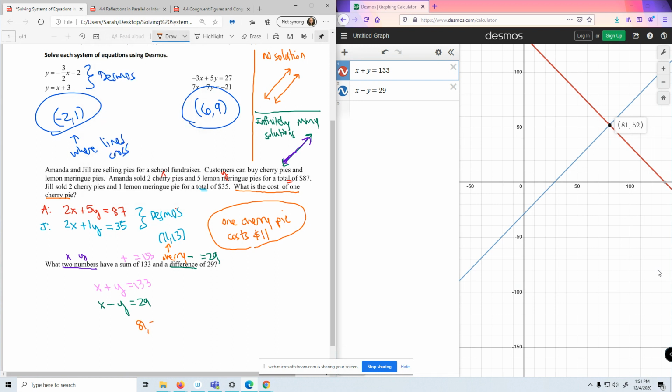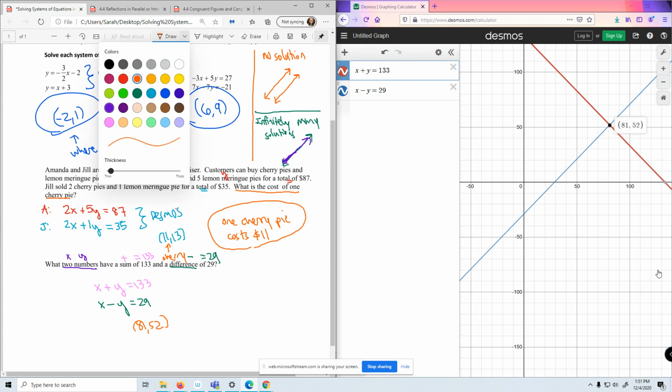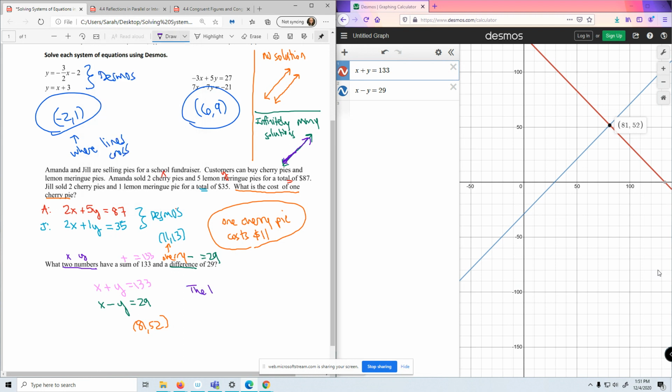So we get the ordered pair 81, 52, but since it's a word problem, I don't want you to write the ordered pair. I want you to write what the ordered pair means. What we are trying to find is the two numbers. So you can just say the two numbers are, what are they? First number is 81, second number is 52. And that answers our question here.